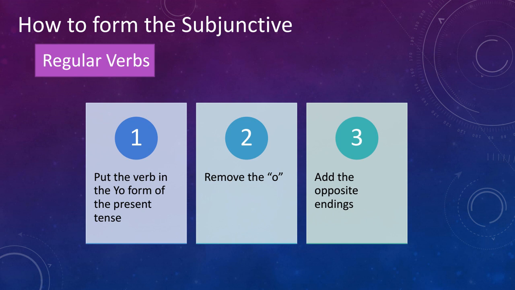The second step is remove the yo. So you drop the yo off of the end. And then the third step is add opposite endings. And as you'll see in the next screen, we're going to add those opposite endings for all 5 forms, no matter who our subject is. So let's take a look at what that looks like.